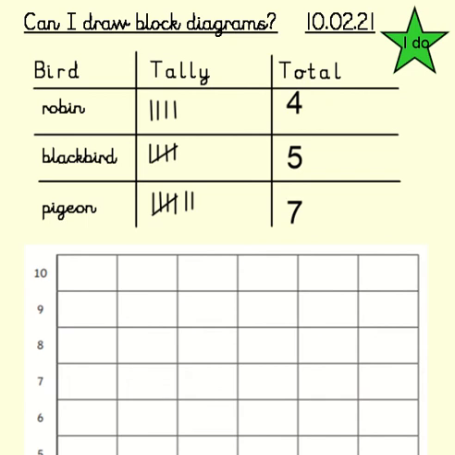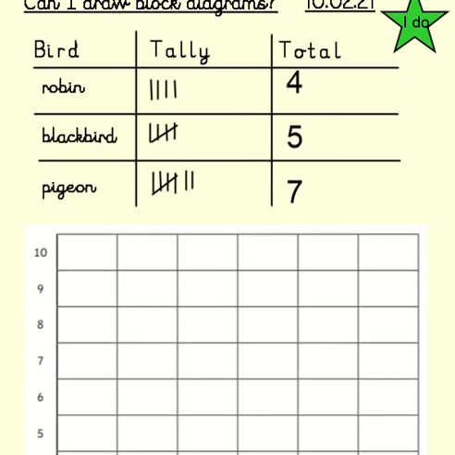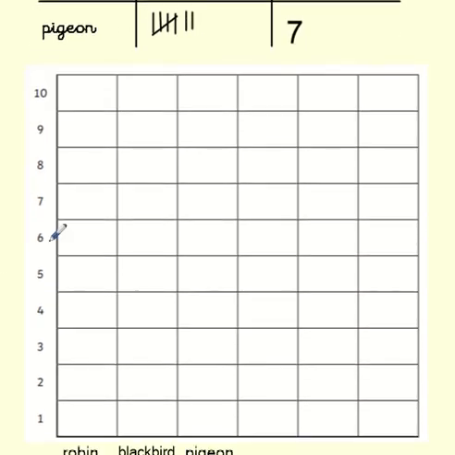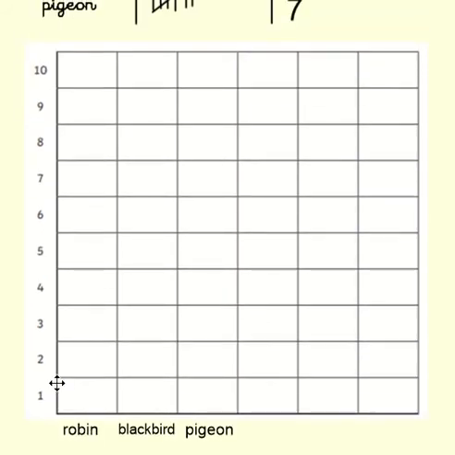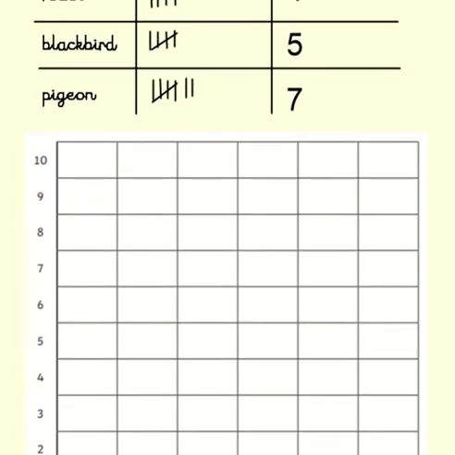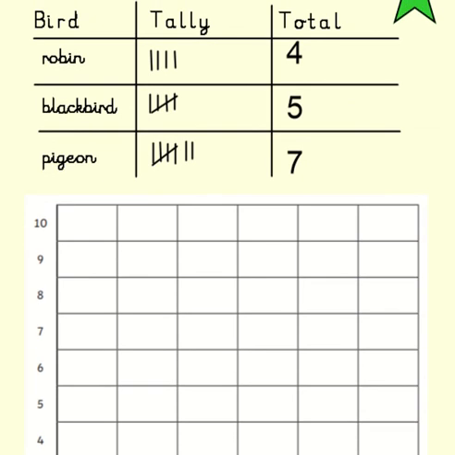So there's my tally chart that I've just filled out, and here is my block diagram. Now as you can see, at the side here, I've got the numbers 1 all the way up to 10, just like you did yesterday. And along the bottom here, along the x-axis it's called, I've got my options of birds that I saw. So I've got robin, blackbird and pigeon. So I'm now going to complete my block diagram using my information from my tally chart.